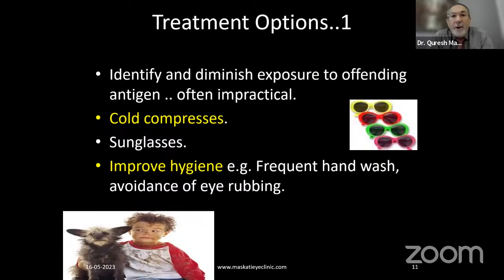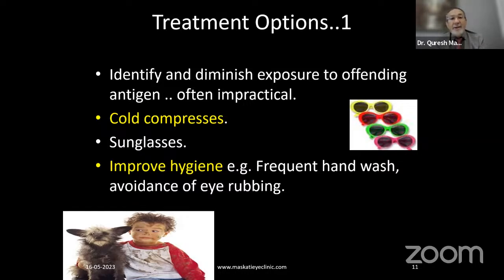So what are the treatment options? Allergy to something. So we need to find out what it is, usually pollen or the grass or some food item. It is very difficult to find out. And if you can find out, you can avoid the person's exposure to the antigen, but it's often impractical.